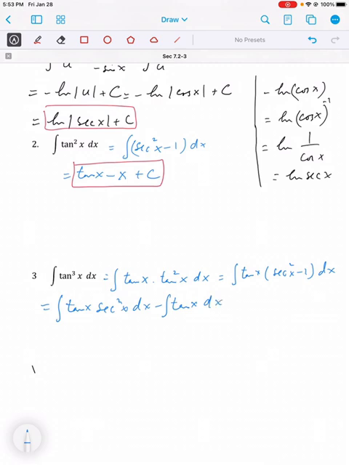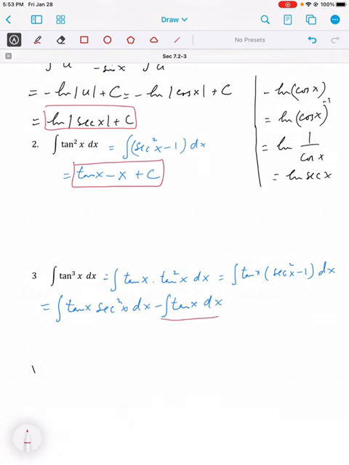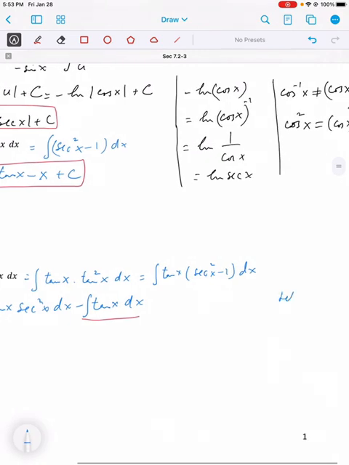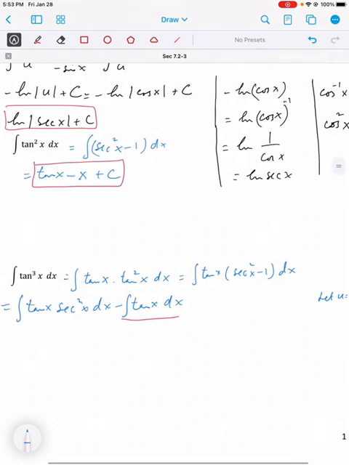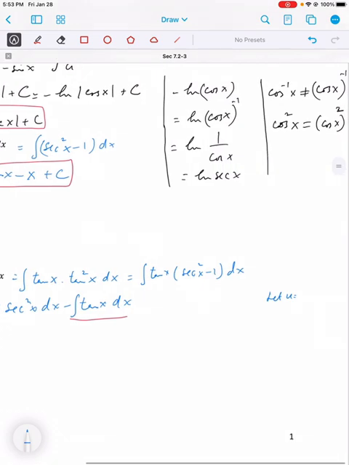Expand, so we end up getting the integral of tangent of x secant square x dx minus the integral of tangent of x dx. Now the last integral here, we already know from up there what the integral of tangent x will be. Now how do we do this other one? Well, we are going to do a substitution. So what will be our substitution? Remember, the derivative of the tangent is equal to secant square. So we will say let u equals tangent x, so that du is secant square x dx.